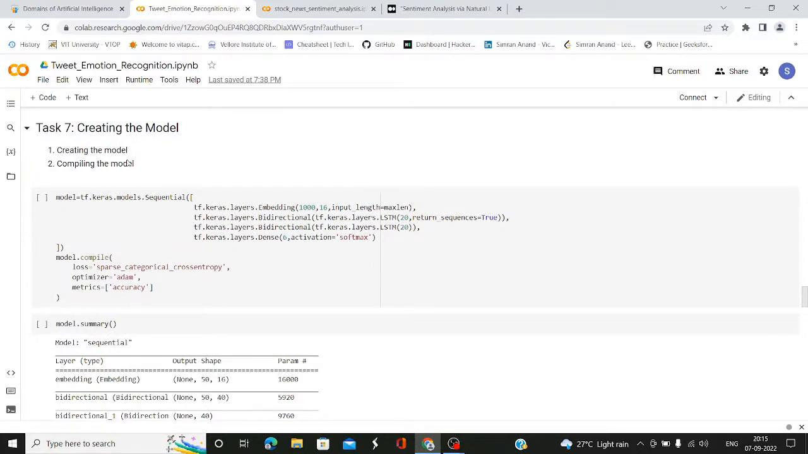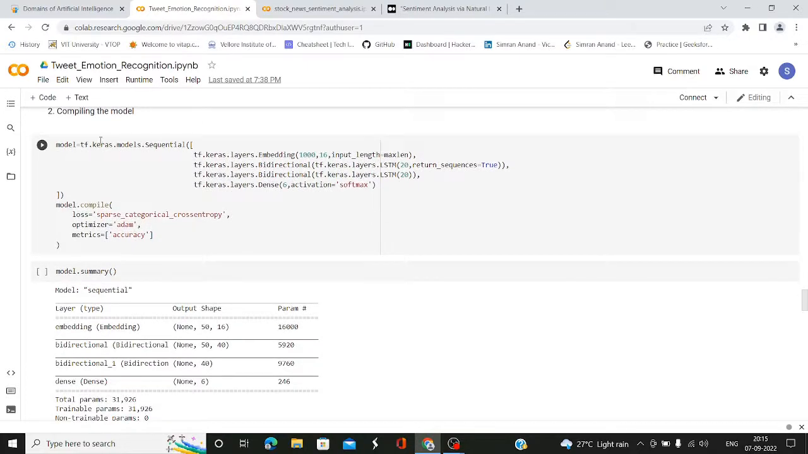For creating the model, we are compiling the model, and here I have used the Keras library, tf.keras. I have used Keras and TensorFlow, and the model is a sequential model, which is an RNN, a recurrent neural network here. And in the different layers I have to do embedding.